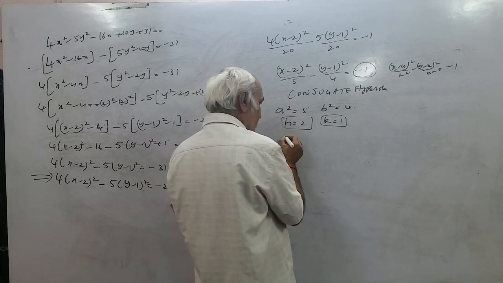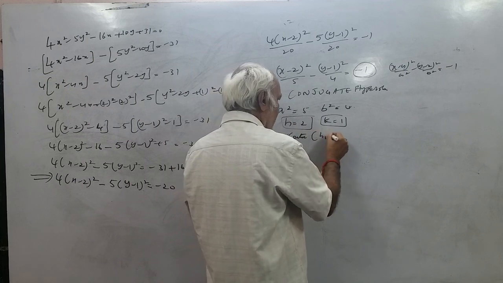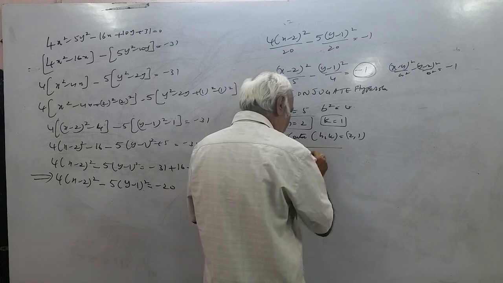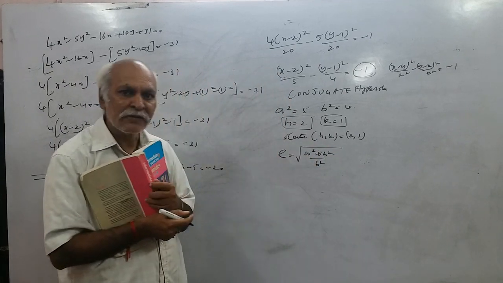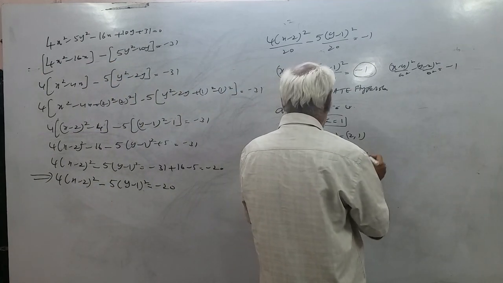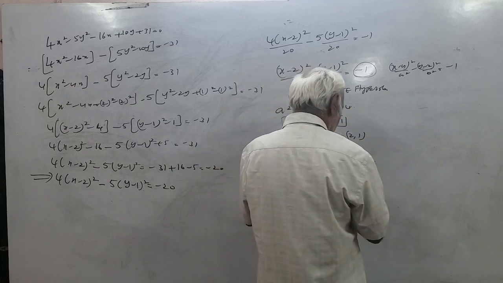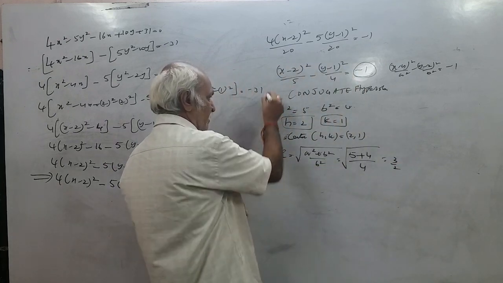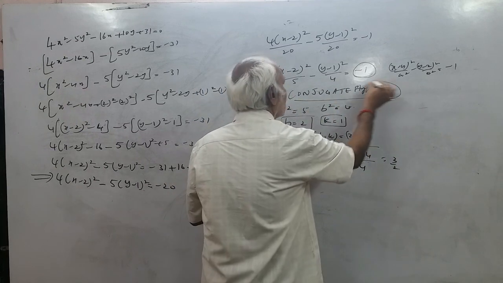Now look here, center h comma k, 2 comma 1. Now what is the e formula? Root of a square plus b square by b square. What is the formula? a square plus b square by b square. So this becomes 5 plus 4. a square is 5, b square is 4, and what is b square? 4. So that is 3 by 2, right? This is very, very important, sir. Here the minus sign is coming. That's why it is a conjugate hyperbola, right?